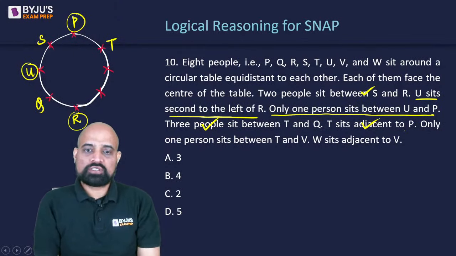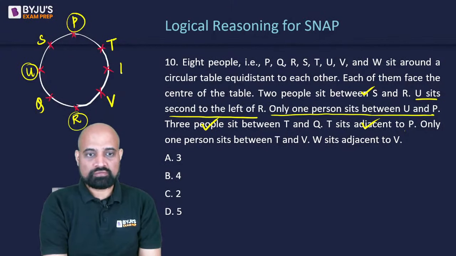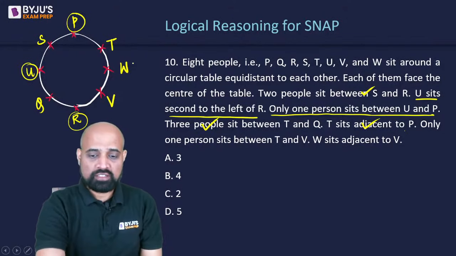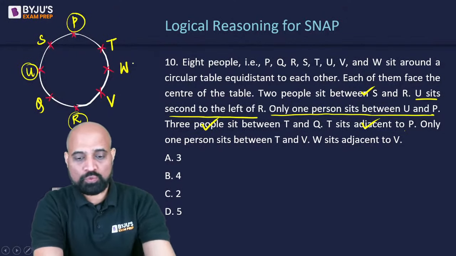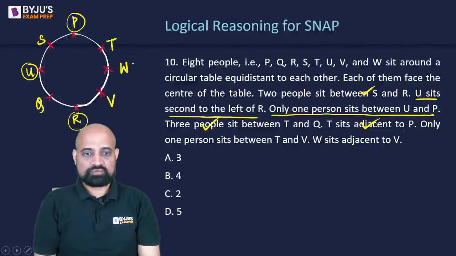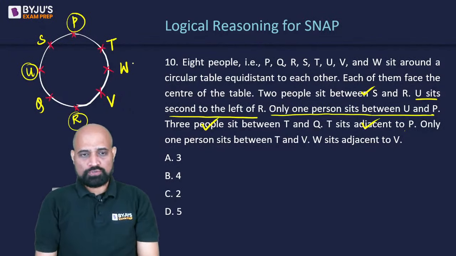Only one person sits between T and V. So T and V, only one person sits. And W sits adjacent to V. Okay, so this makes sense. By the way, what is the question here? Okay, looks like we missed the question. 3, 4, 2, 5.